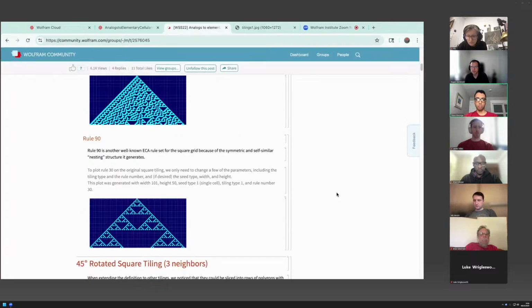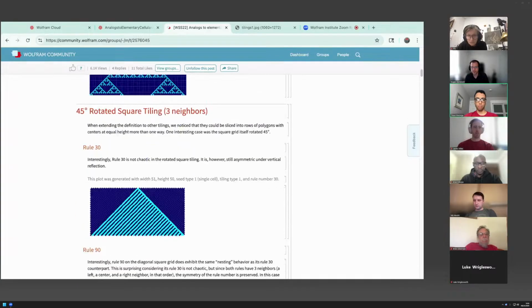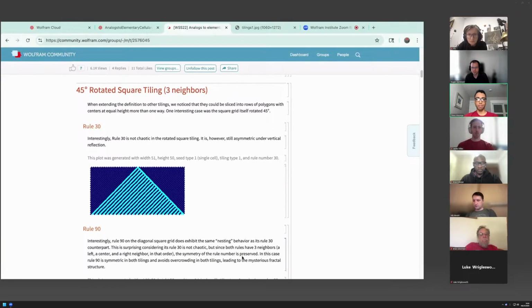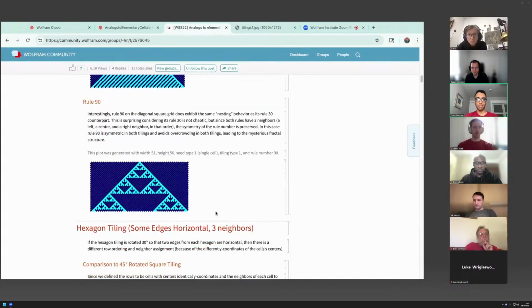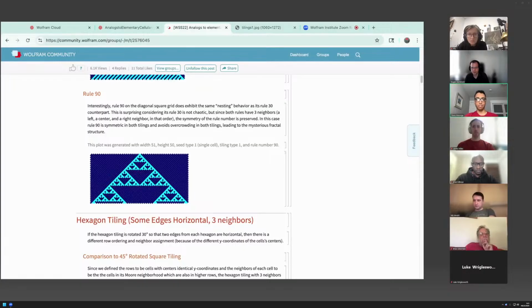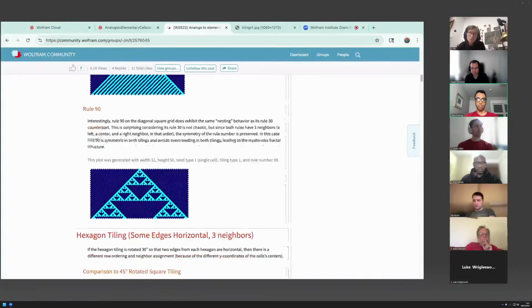We found that a lot of the rule sets generate relatively boring behavior, but there are a few. There were quite a lot of Sierpinski triangles that we generated, due to the fact that when you XOR the two neighbors above, it generates the same behavior.